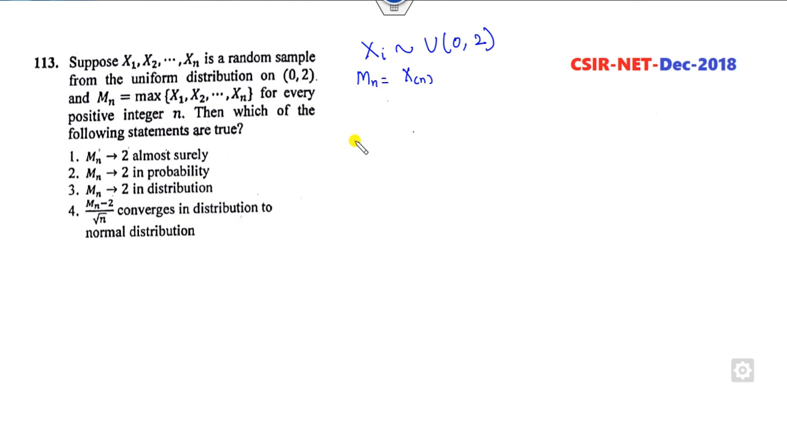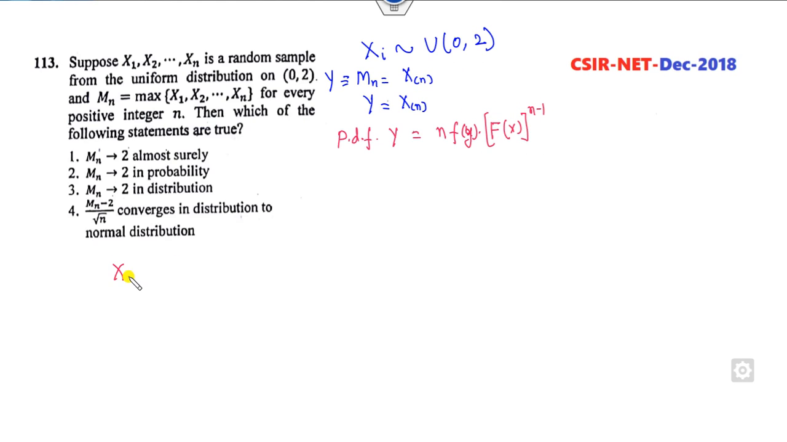That's very simple again. If I call this number Y, that is Y is my X(n), then we all know how you can find the PDF of Y. That is nothing but n times the PDF times the CDF raised to the power n minus 1.